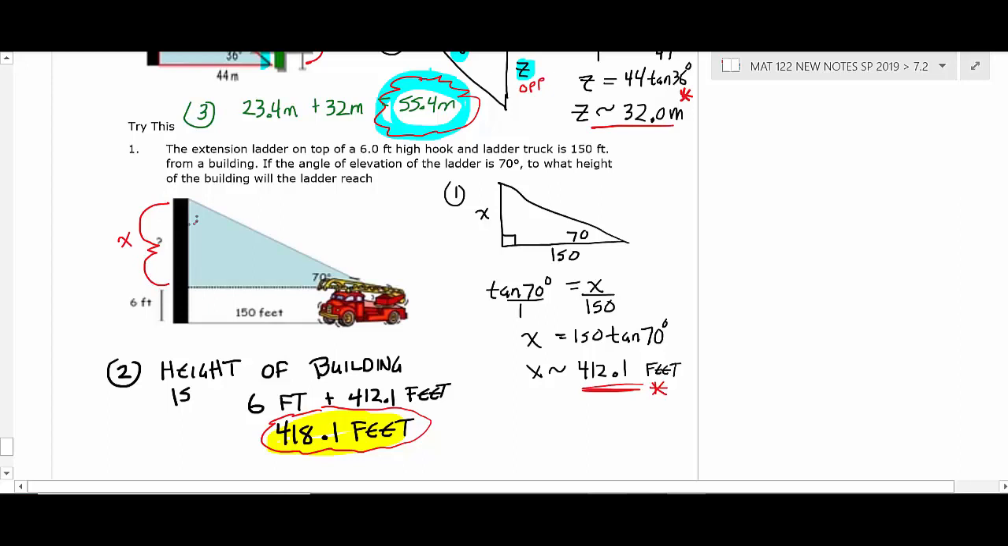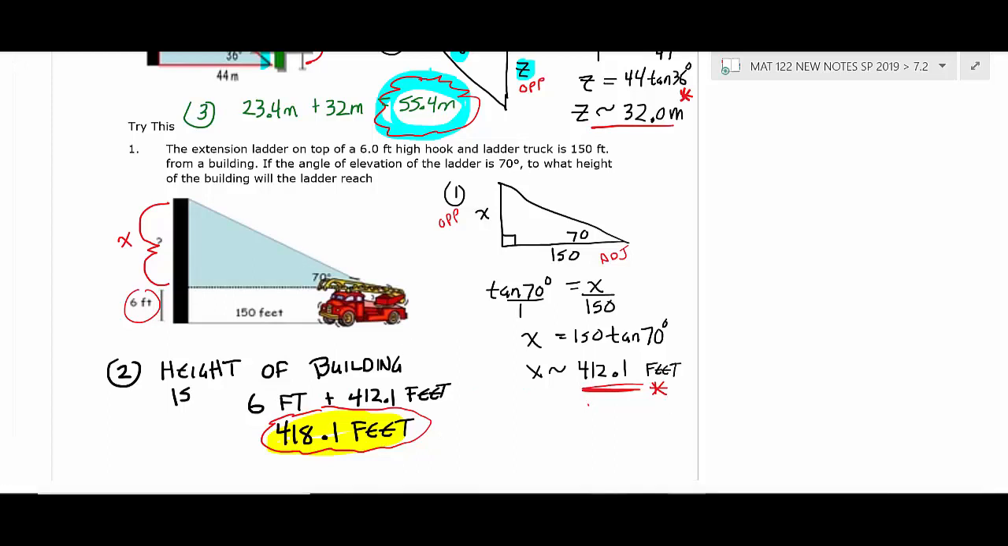So I drew this triangle out over here. I have 70, x, and 150. The tangent of 70 is x over 150 because that is opposite over adjacent. So we're using tangent again. I cross multiply and solve that. So I get 412.1 feet. But the question is, how high is the ladder reaching on the whole entire building? So you've got to also consider that 6 feet. So I do this plus 6, and then that's the final answer. That's the way I interpret that problem.